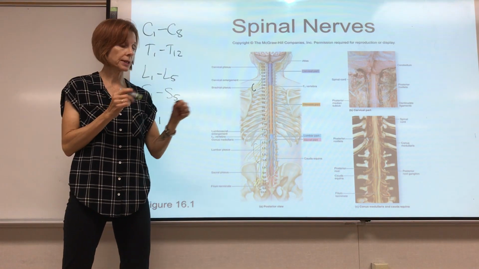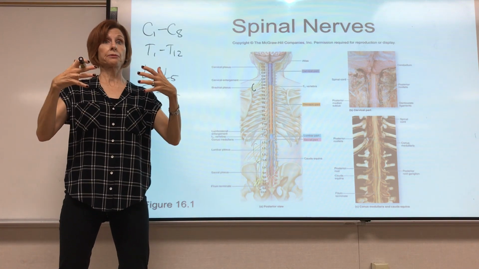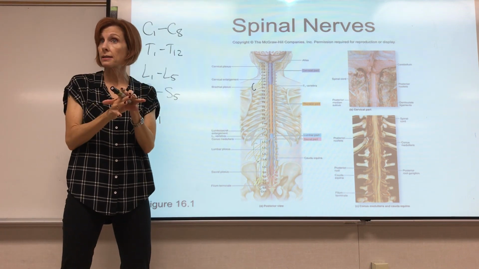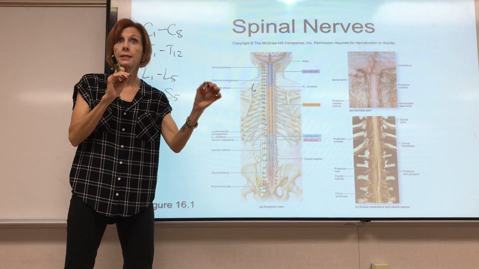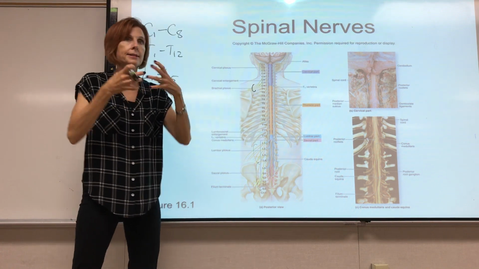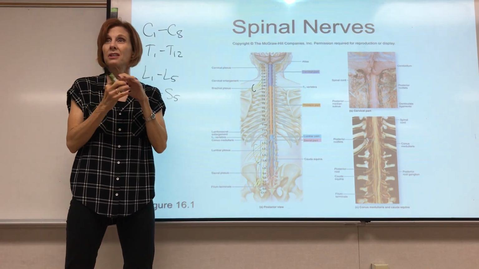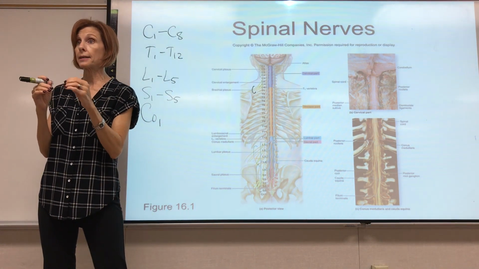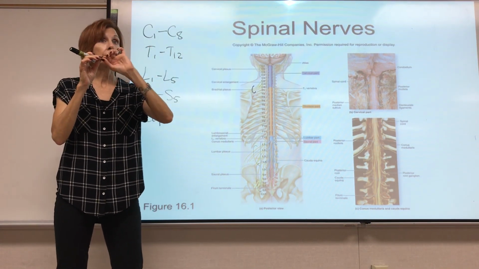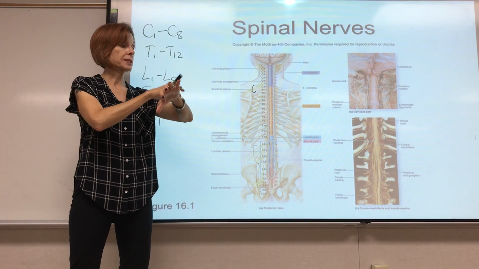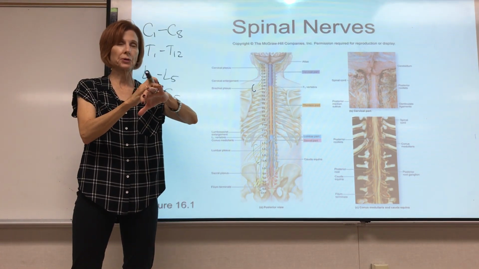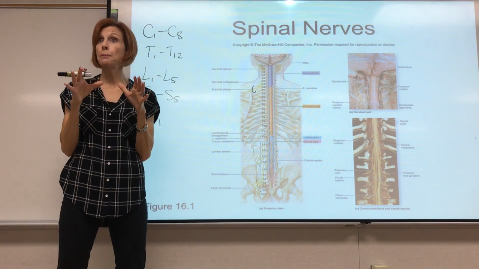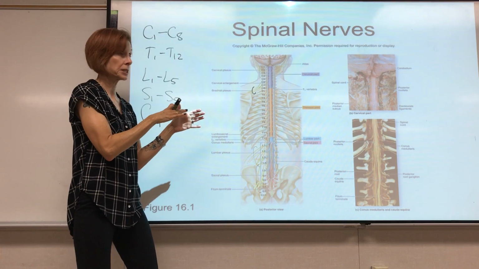Okay, so what they're doing is they're literally coming out from the spinal cord, unraveling, rearranging their axons and forming new nerves. So the plexus itself, what looks like a tangled mess, is really an organized rearranging of axons. And they'll form new nerves so that those new nerves carry both sensory and motor neurons to a specific part of the body. Okay? So we're going to talk about some of the nerves that come out of these plexuses.